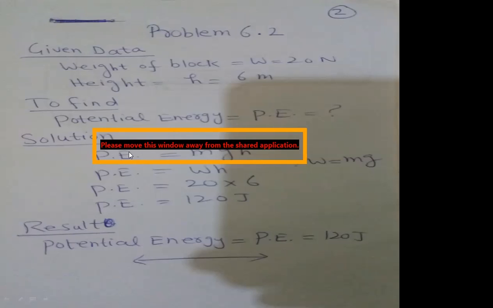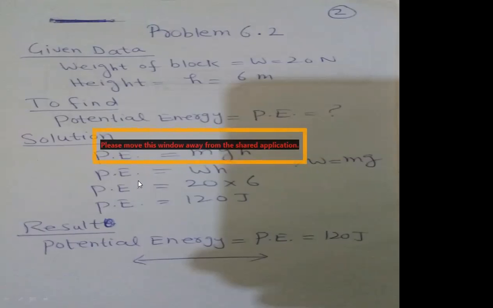Solution: PE, potential energy, is equal to mgh. This is the formula to calculate potential energy. You know mg is equal to W. I will replace mg with W. So my formula will become potential energy is equal to W times H.